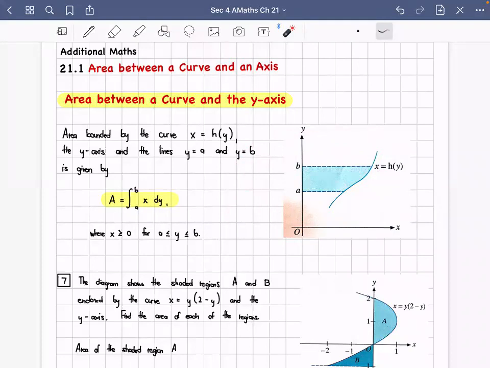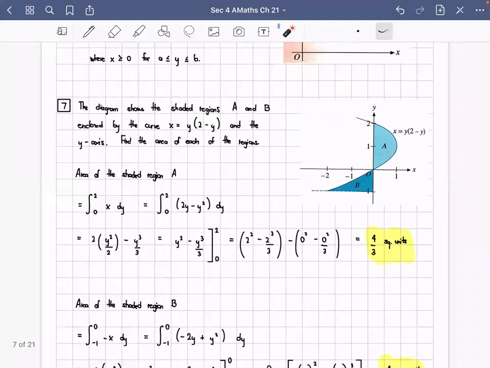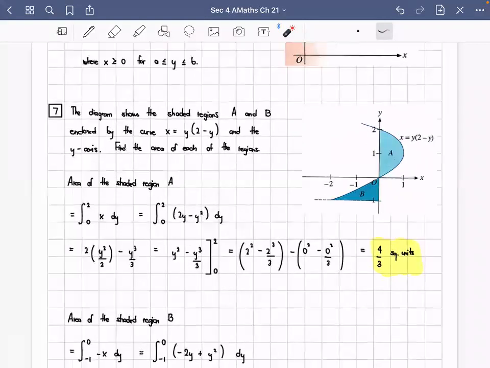So that's it. That's for the y-axis. So let's have one example. Okay. So this is example number 7. So the diagram shows the shaded regions A and B. So we have 2 here. So we basically need to find the areas of regions A and B given x is equal to y times 2 minus y. So what do we do? So first, let's find the area of the shaded region A.